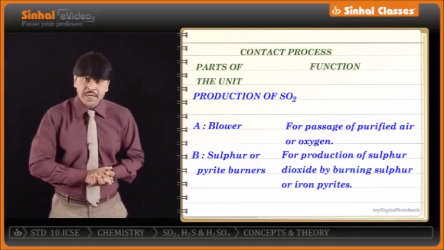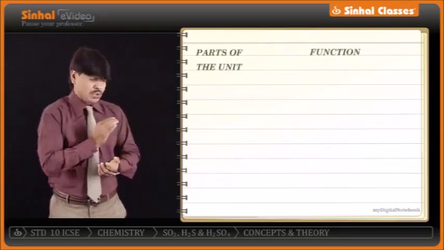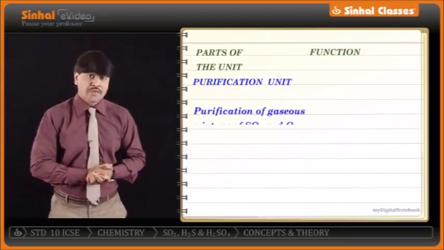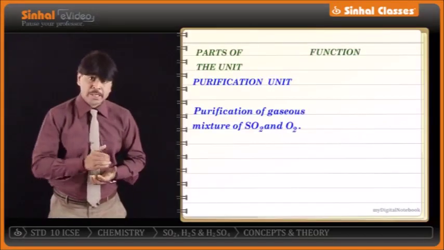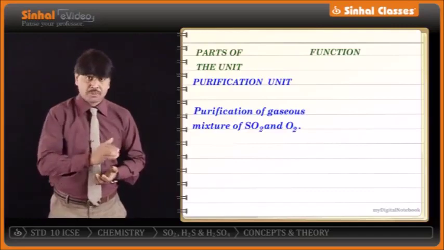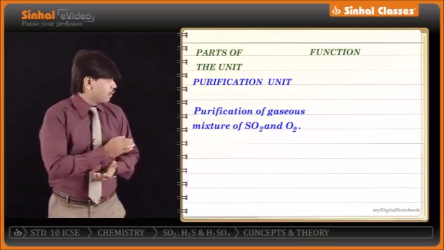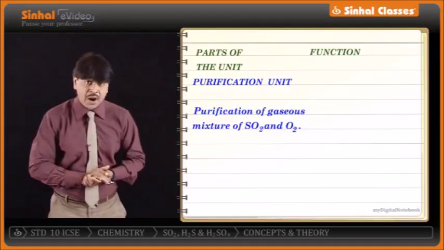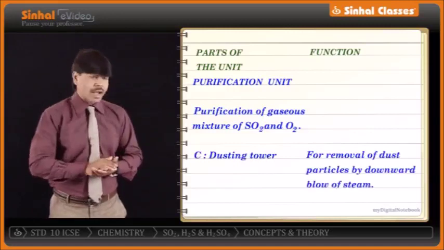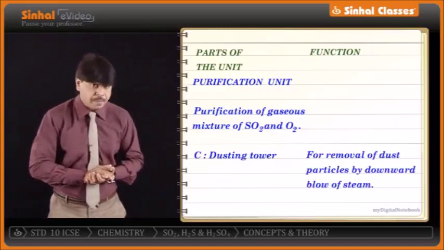Then we have the second unit, and that is the purification unit. In this case, the gaseous mixture of SO2 and O2 is purified by removing impurities. Now, the following steps are involved in it. First is the dusting tower. This dusting tower removes dust particles by downward blow of steam.